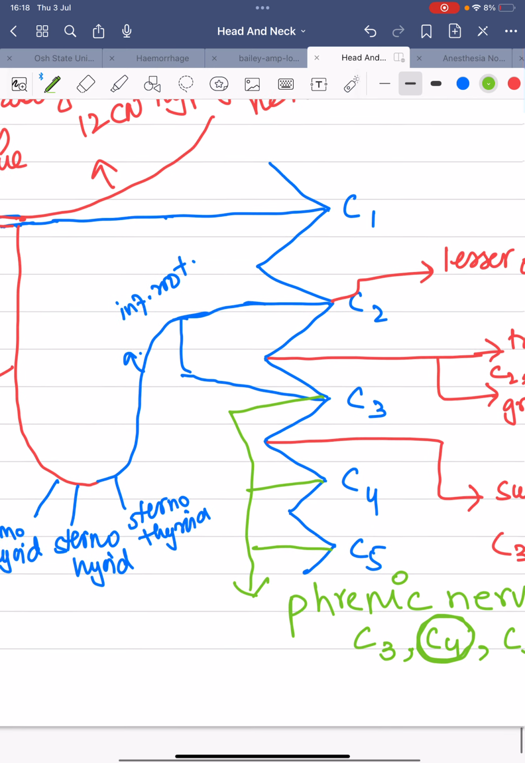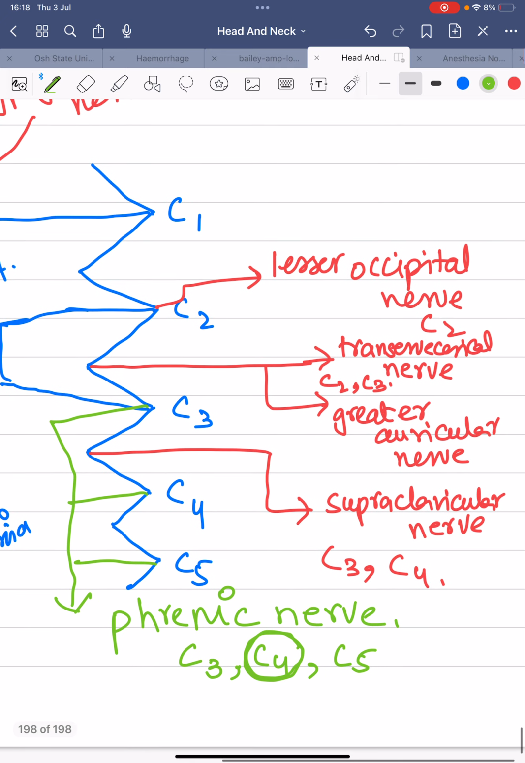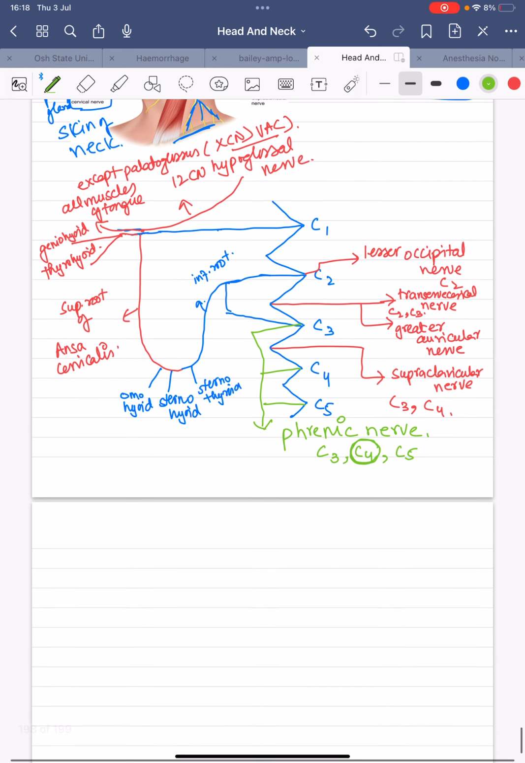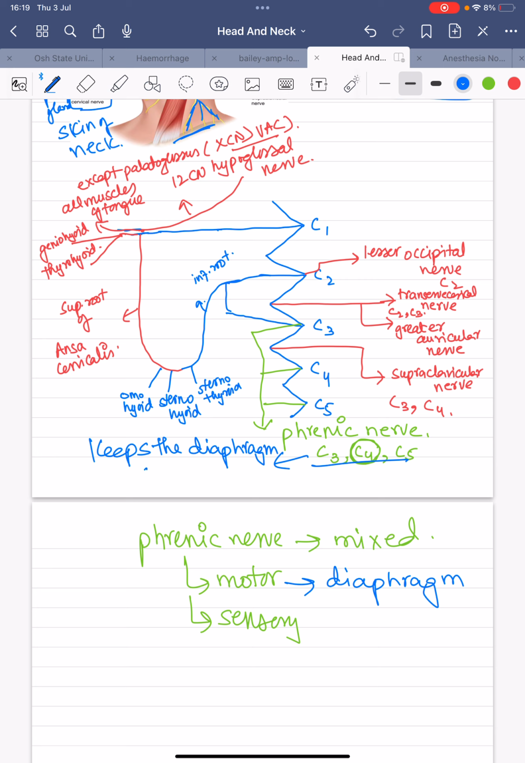So please remember, phrenic nerve, it is a mixed nerve. So your phrenic nerve is what? It is your mixed nerve. So it is having both the motor component and the sensory component. Motor component, please remember, it is innervating the diaphragm. 3, 4 and 5 keeps the diaphragm alive, which is the main muscle of your respiration.